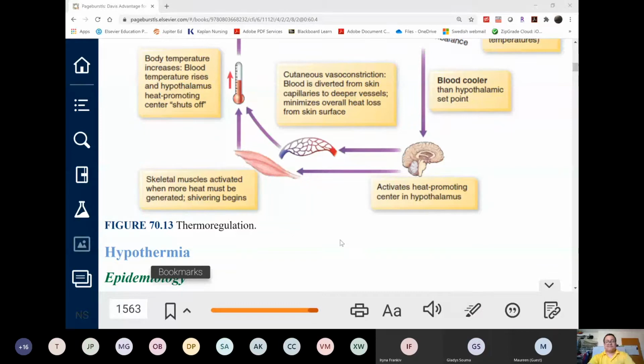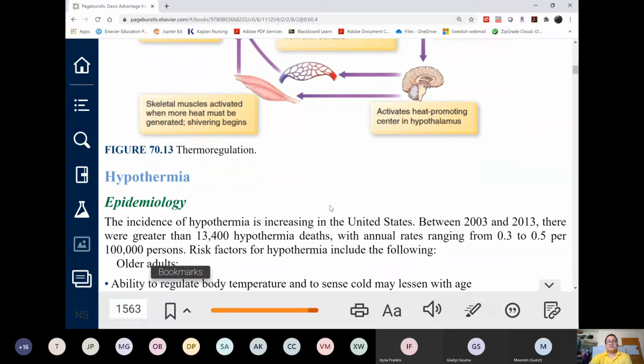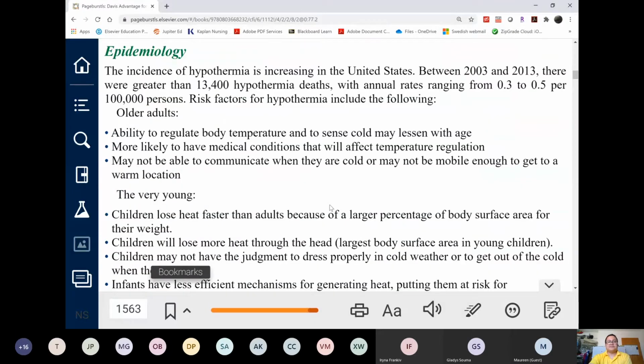All right. So the one we missed is just the ways. It's just a review of our physiology on how we generate and lose heat. Let's start with hypothermia first.